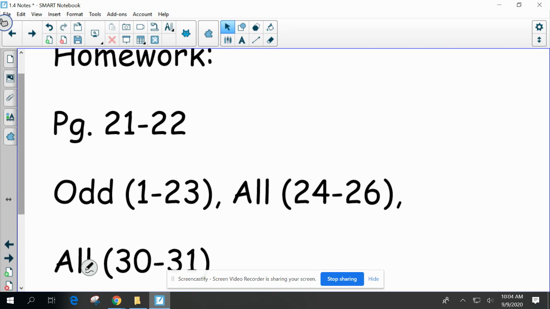Your homework assignment is page 21, 22, and you have odd, all, and all. You also may see that written as O for odd and A for all, just like E means even.